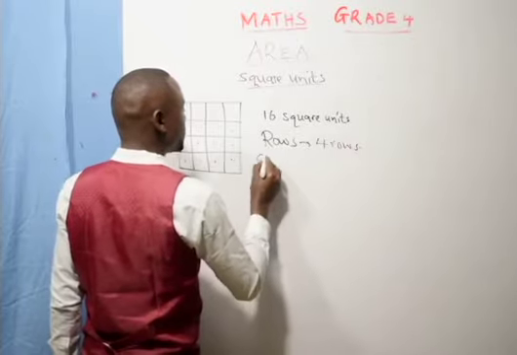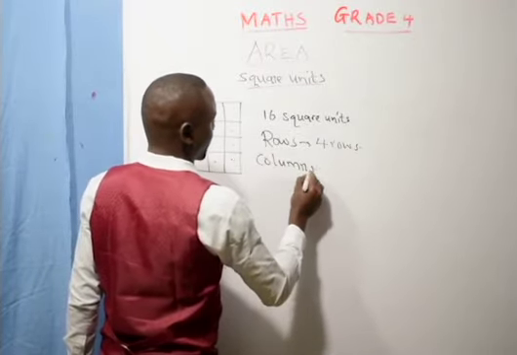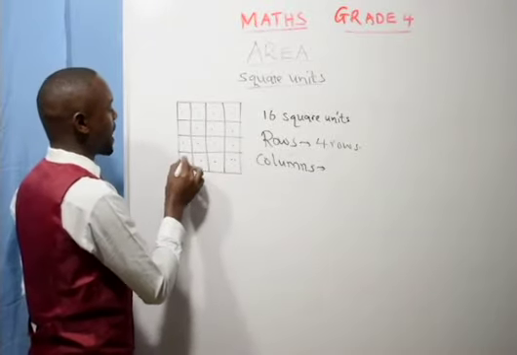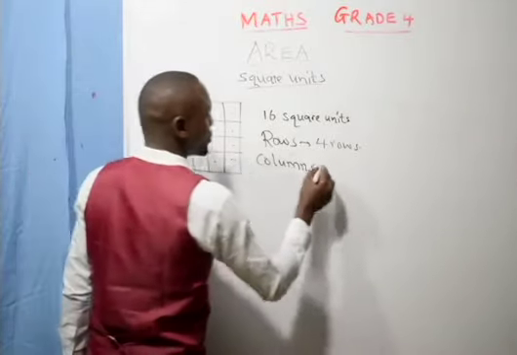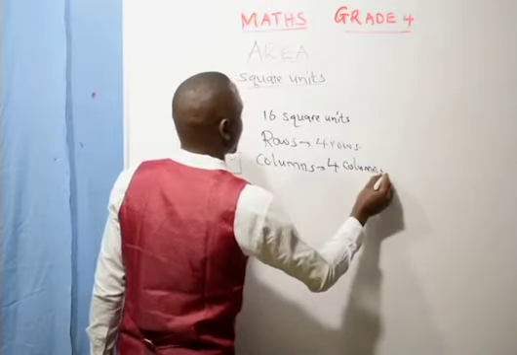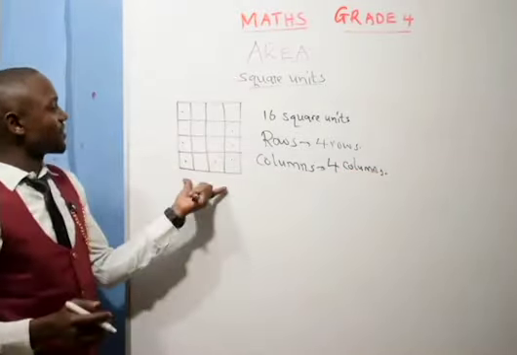And how many columns do we have? Columns are on this side. We have 1, 2, 3, 4. So this figure has 4 rows and 4 columns.